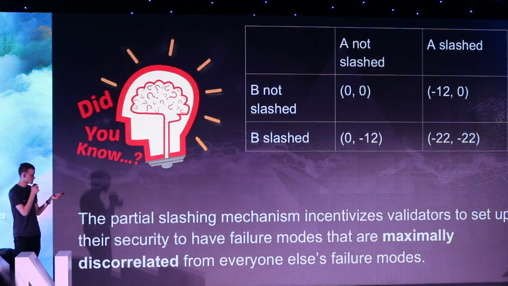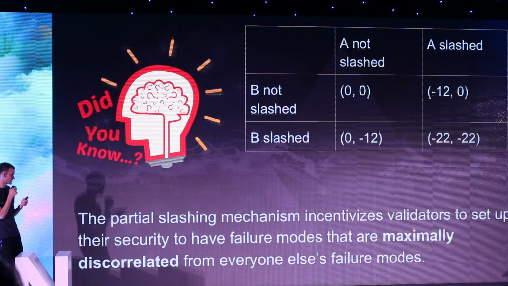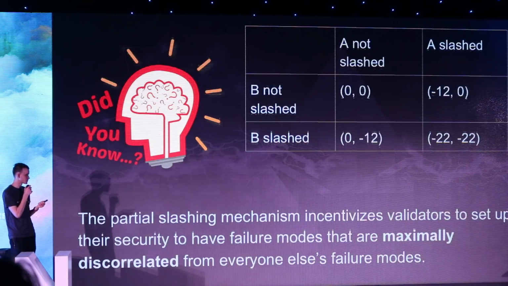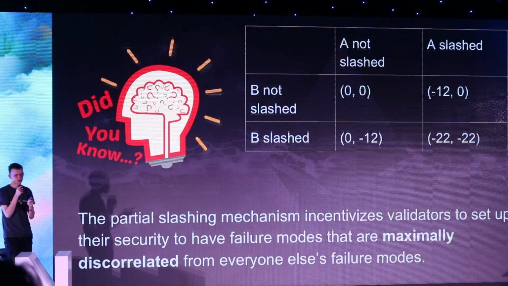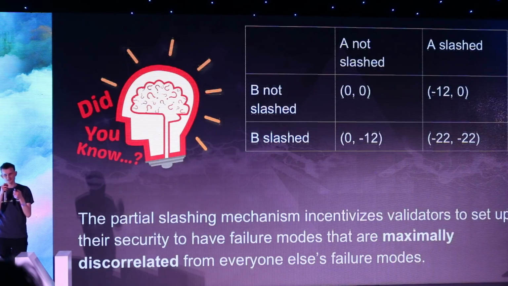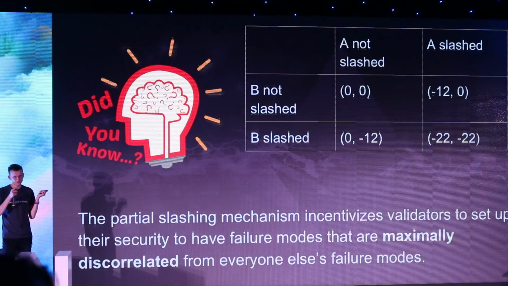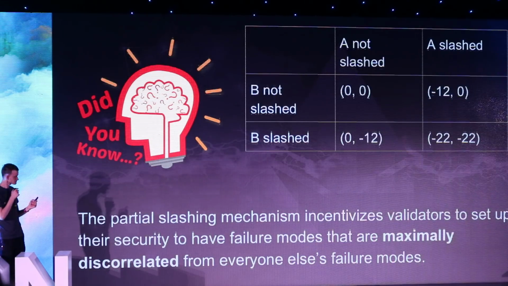So the partial slashing mechanism incentivizes validators not just to be secure, but also to set up their security in such a way that their failure modes are maximally decorrelated from everyone else's failure modes. If you have to fail, you're much better off if you fail alone than if you fail along with a whole bunch of other people.